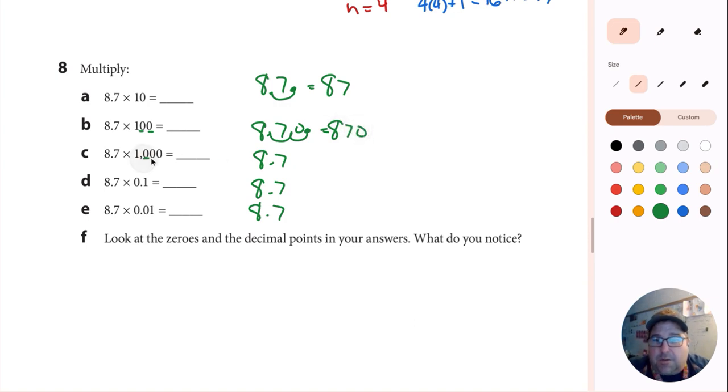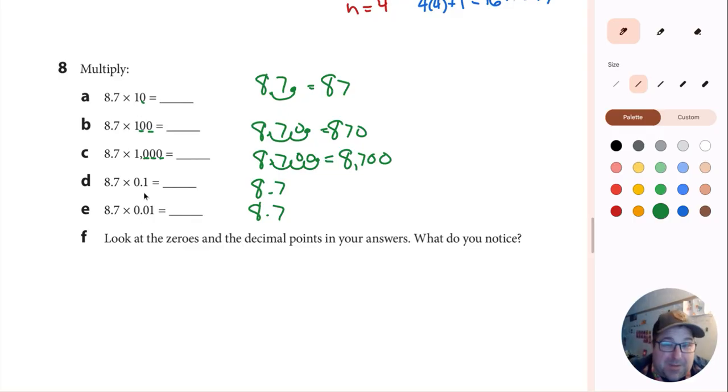And 1,000 has 1, 2, 3 zeros, so I have to move it 3 times. 1, 2, 3. And again, I have a couple gaps, so I just put some zeros there. 8,700. And again, 10 only has 1 zero, so that's why I move it once. So if I multiply by 10 or larger powers of 10, just move it how many zeros you have.